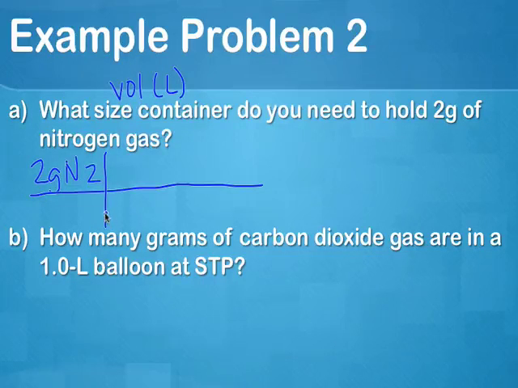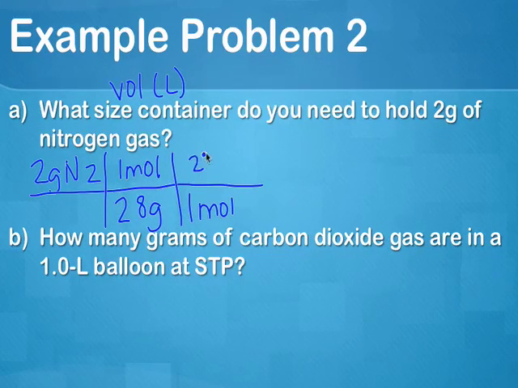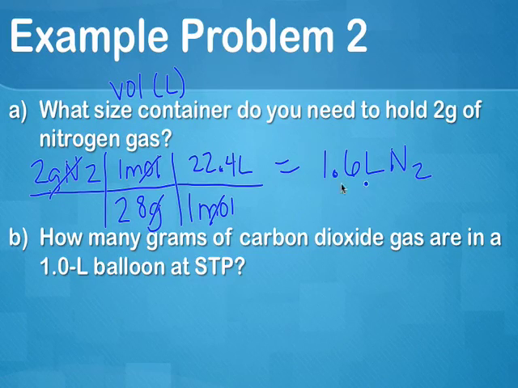And just like before, if we're given grams, the first thing we always do is go to moles using the molar mass. So nitrogen is 28 grams is 1 mole. That's the molar mass from the periodic table. And then because I'm at STP, and even though it doesn't say that, we're going to assume that it is, 1 mole of gas has a volume of 22.4 liters. And that gets my grams to go away and my moles, and then I'm left in liters. So 2 times 22.4, and then I divide by 28, and the answer is 1.6 liters of nitrogen gas.